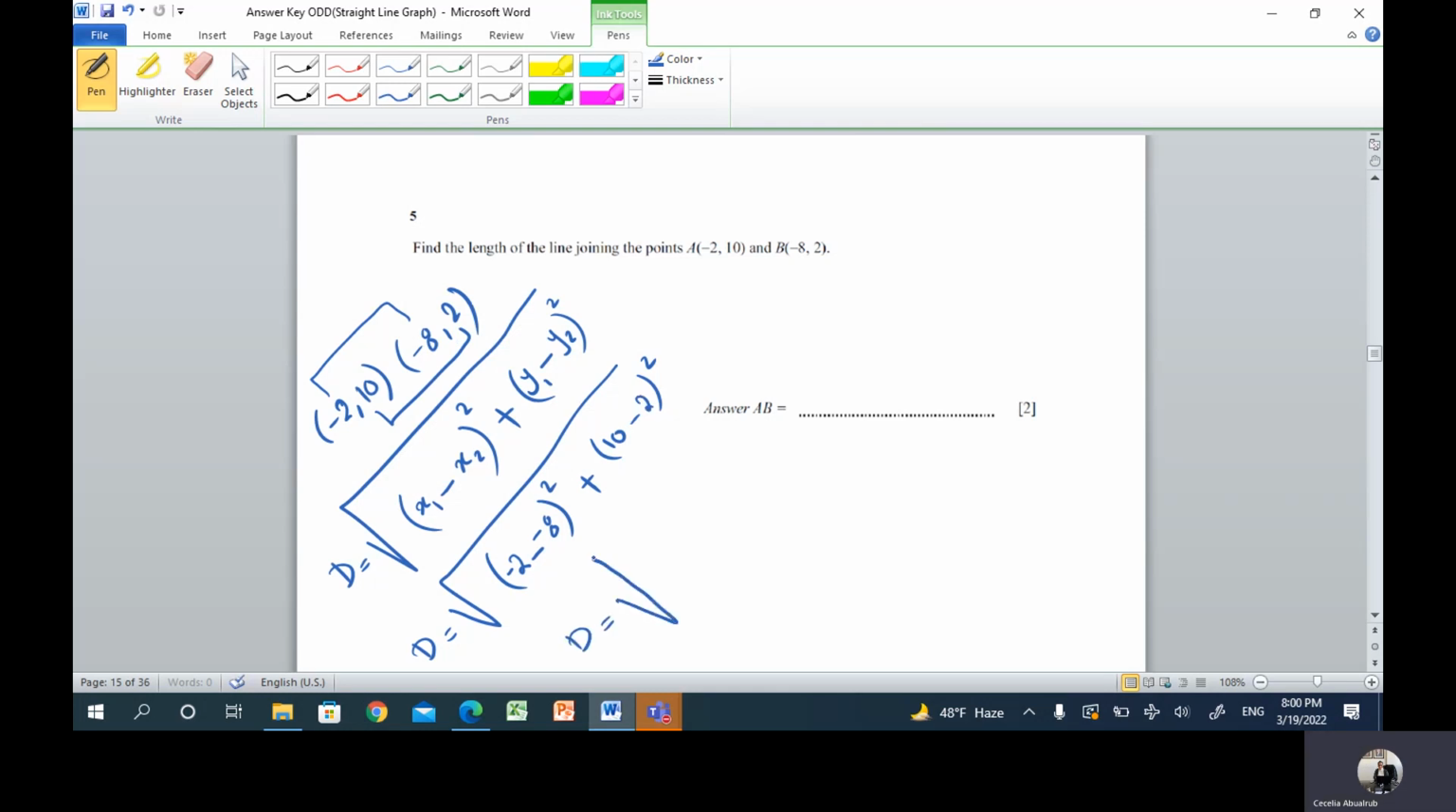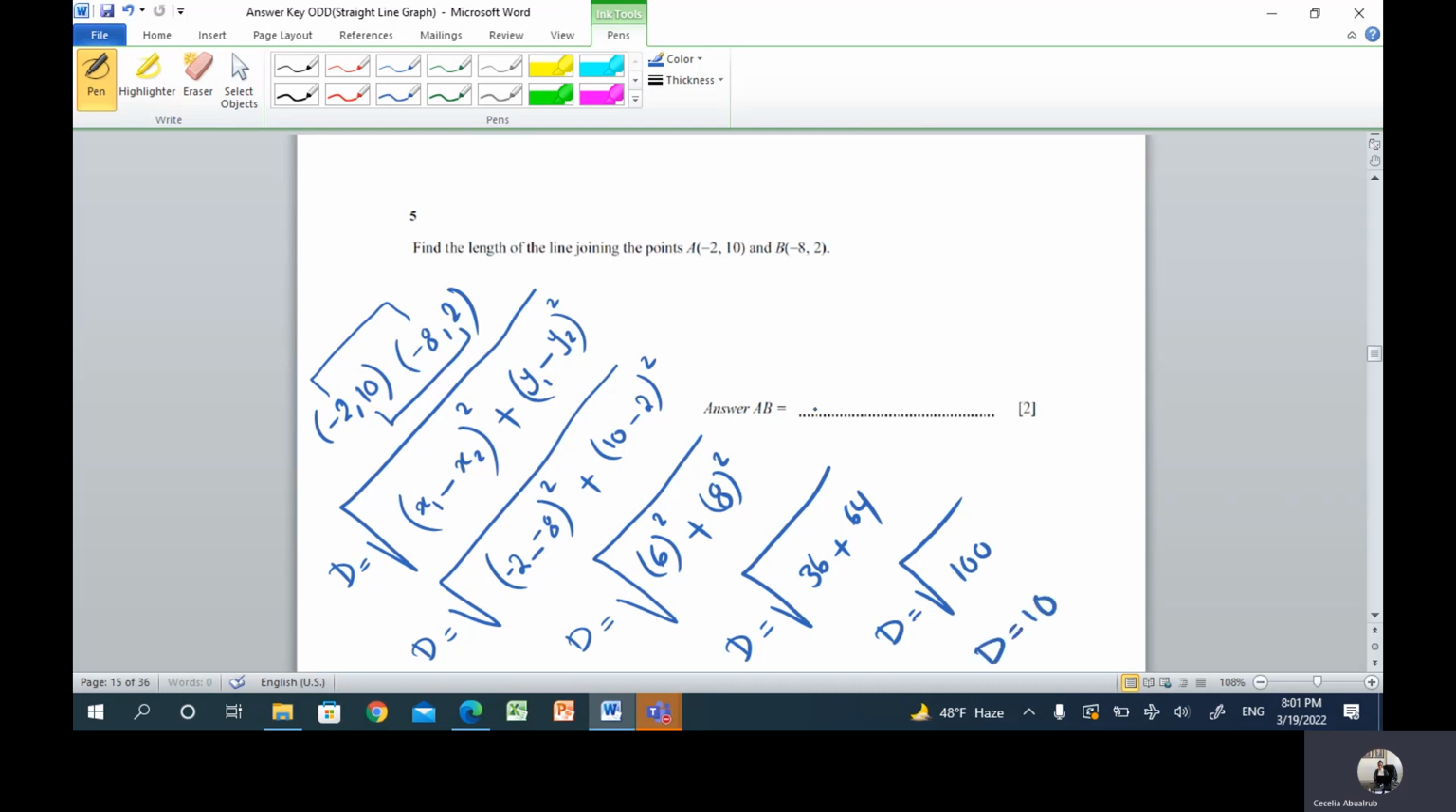D equals to square root. So -2 minus -8 means -2 plus 8, which comes down to 6 to the power of 2, plus 10 minus 2 is 8 to the power of 2. So D equals to square root of 36 plus 64, which is 100. Square root of 100. So the length of the line is 10.